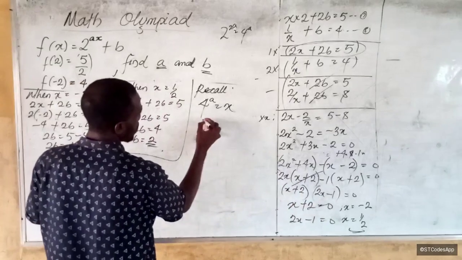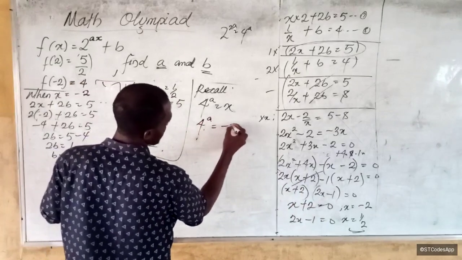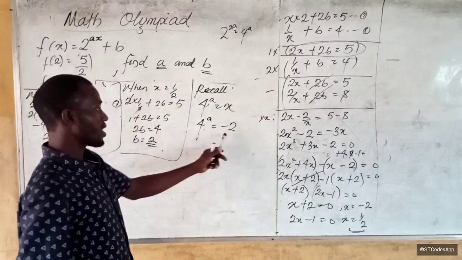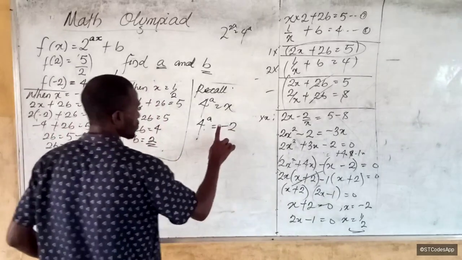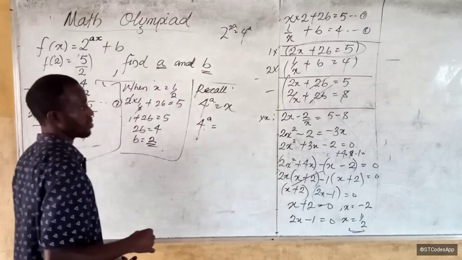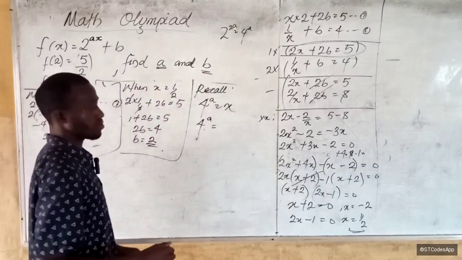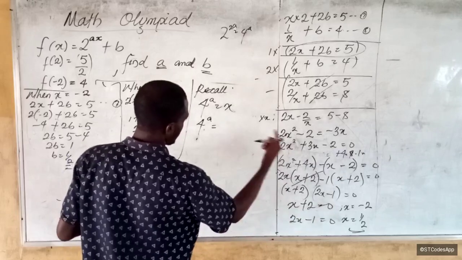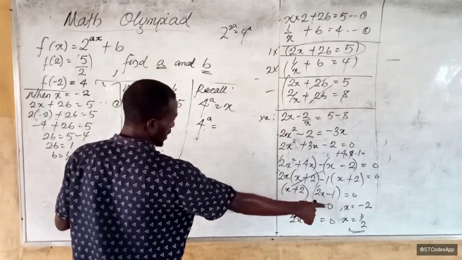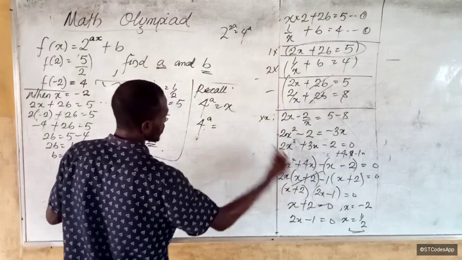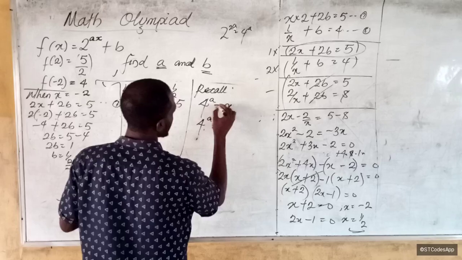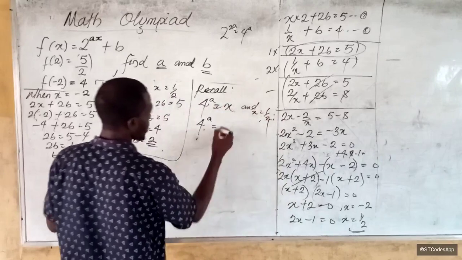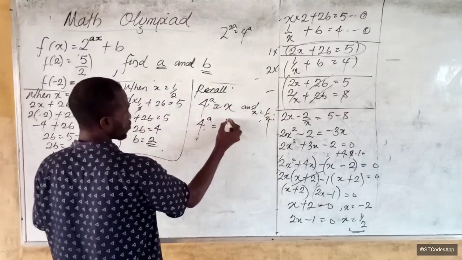So what do we have? We have 4 raised by a will be equal to what? -2. So it means that x cannot be -2, because there is no power that can give us a negative here. So that goes away. How about we have this guy, x equal to 1/2? That is from there. So now 4 raised by a is equal to 1/2.